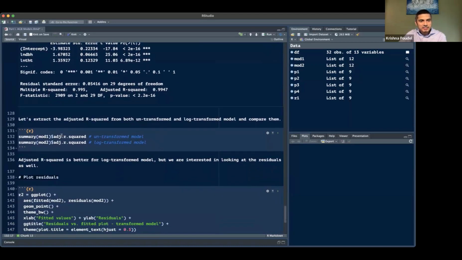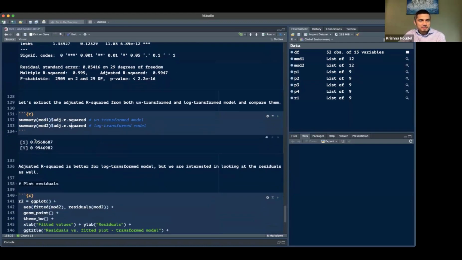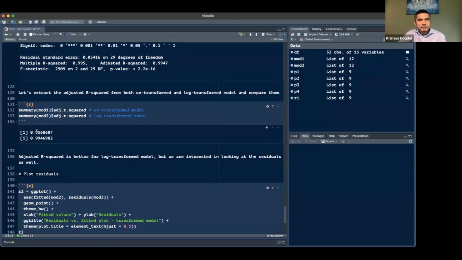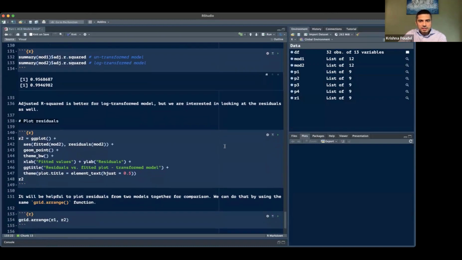We can extract adjusted R-square using the summary function, and then by adding this $ sign, adj.r.squared for adjusted R-square. I'm using mod 1 here for the untransformed model, and mod 2 for the log transformed model. So let's look at the R-square. Adjusted R-square for the untransformed model is 95%, and for the log transformed model, 99%. So in terms of adjusted R-square, that's good, but let's look at the residual as well.